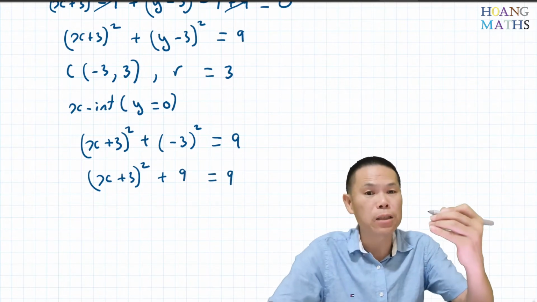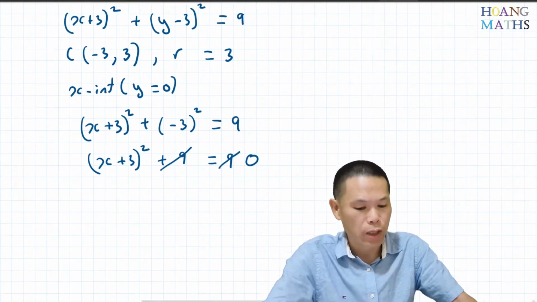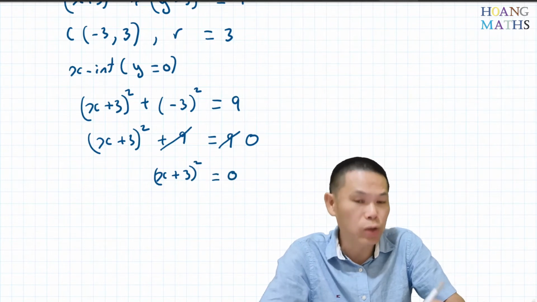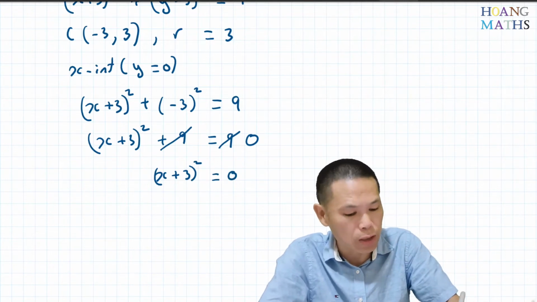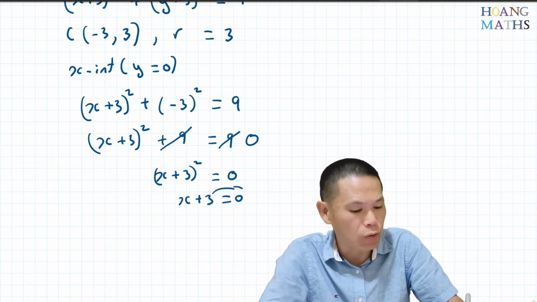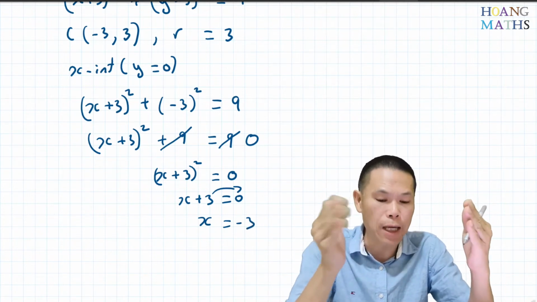And if I minus 9 on both sides, this cancels out, that becomes 0. So now x plus 3 all squared is equal to 0. So I square root both sides, which still gives me 0 because the square root of 0 is 0. Then I move the 3 to the other side, x equals negative 3. So we have only one x-intercept.